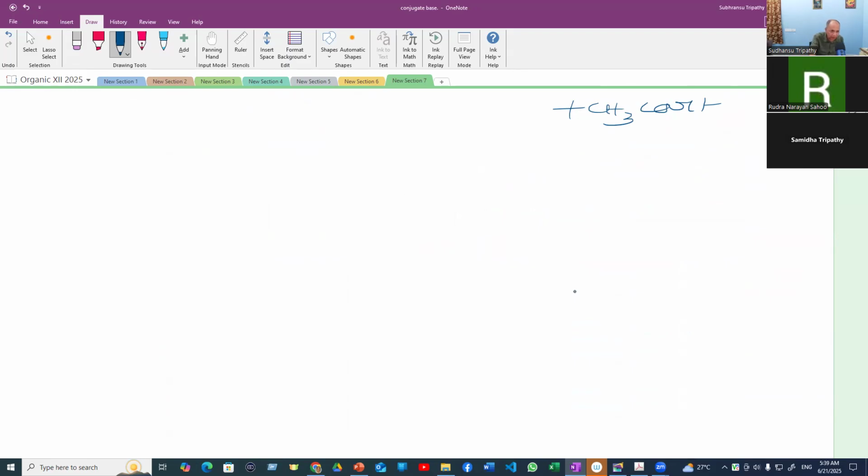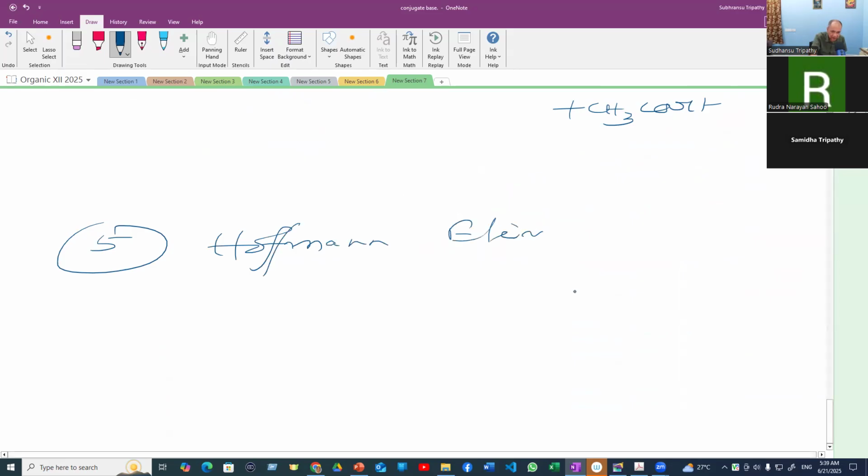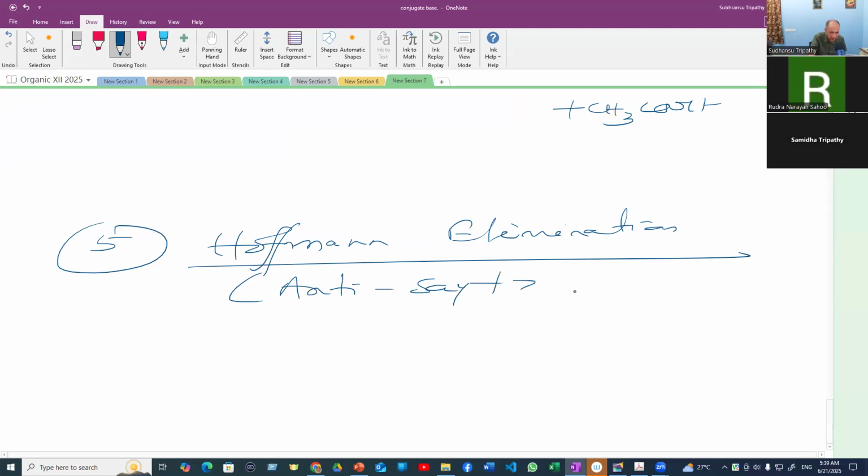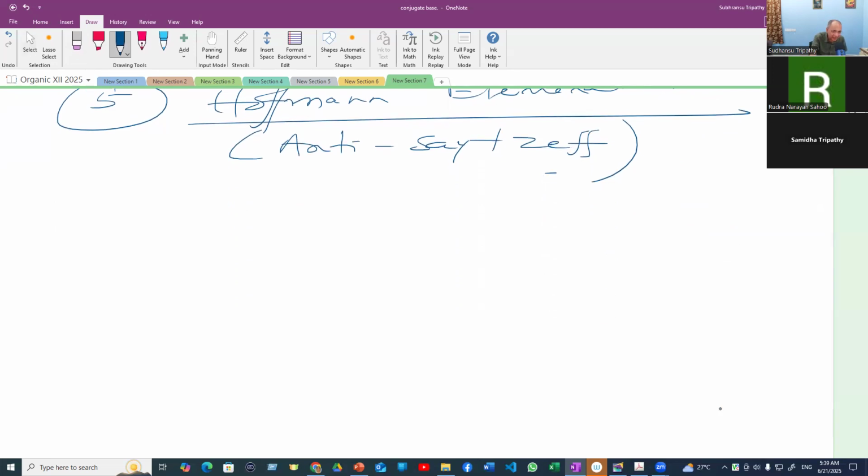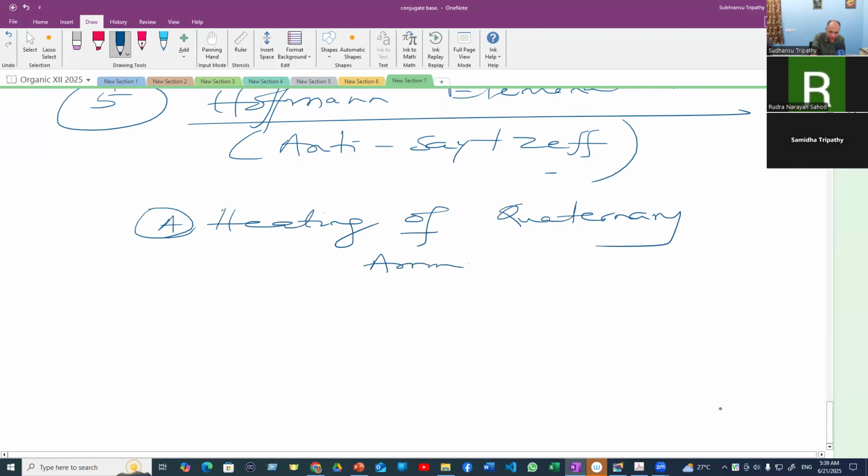The other one is Hoffmann elimination, the fifth one, where you get the anti-Saytzeff product. Anti-Saytzeff product. The most important among them is heating of quaternary ammonium hydroxides.